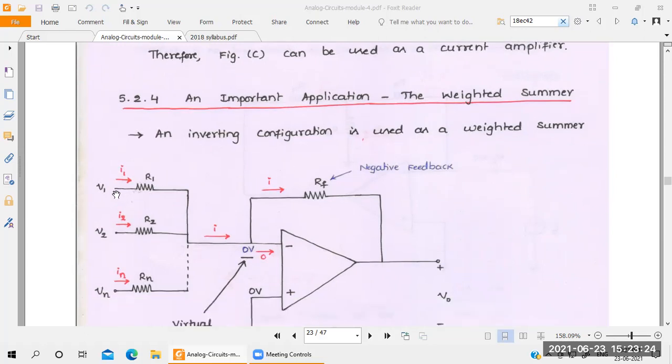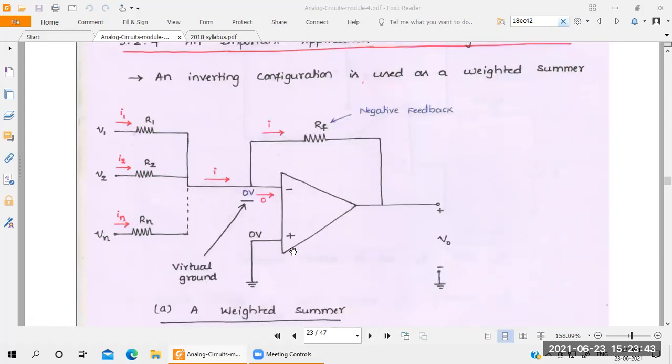So here you can take any number of voltages. In this circuit they have given only 3 voltages, V1 to Vn. If you want you can take 5 also, no problem. The main thing is we want to put the formula. We are going to add the signals across the input of the op amp. That is the name of the circuit.